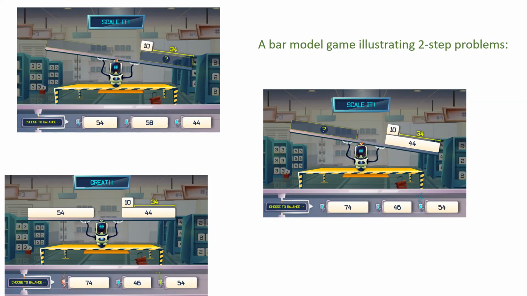This is a game that illustrates 2-step problems with bar models. If you look in the first example, students have to add to find out how much is in the question mark. So that's reinforcing. The question mark points the children in the direction of what they need to solve. Once we figure out that that bar is worth 44, then we need to figure out what those 2 bars would equal. And we look over here, what would balance the 2 bars. And that, of course, is 54.